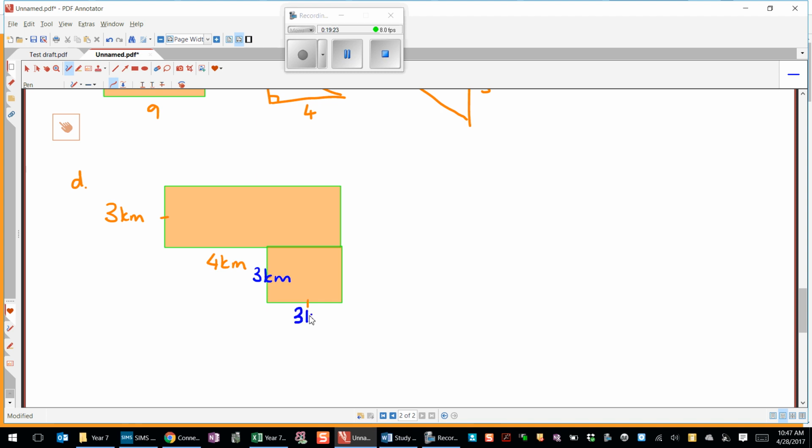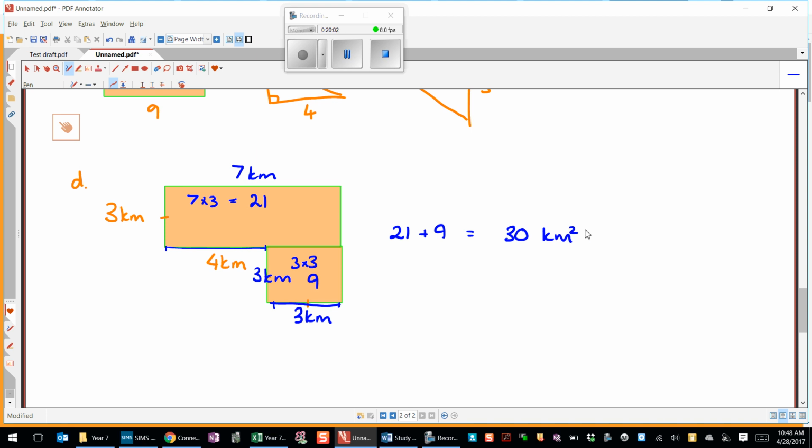This is also 3. And by knowing that, we now know the length of the long side. So this whole length is 7, because if that's 4, that's 3. The whole thing is 7. So then what I would do is 7 times 3 for this rectangle, which is 21. So the bottom one I do 3 times 3, which is 9. Okay, so 21 add 9 makes 30 square kilometres.